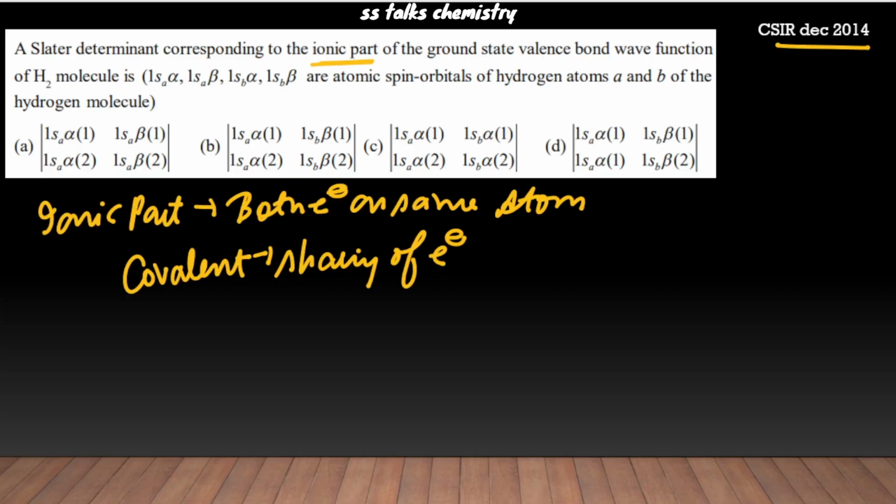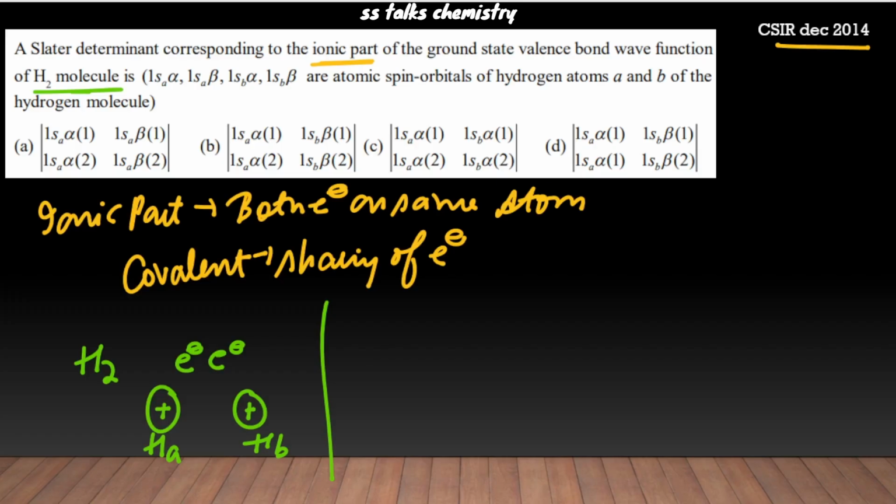Right? So here now the ionic, both the electrons on the same part of the hydrogen molecule. The hydrogen molecule means two atoms you are having. This is your Ha, this is your Hb. These are their nuclei, and two electrons are involved in it. So the scenario given is 1sA alpha, 1sA beta, 1sB alpha, and 1sB beta, given as the atomic spin orbitals of the hydrogen atoms A and B of the hydrogen molecule. From the given Slater determinants, you have to predict which one shows the ionic part.